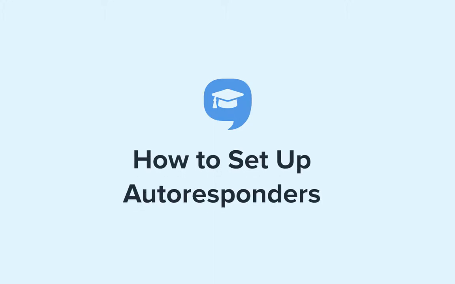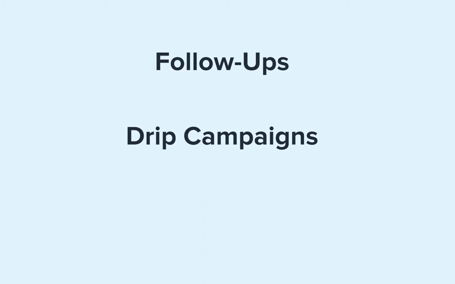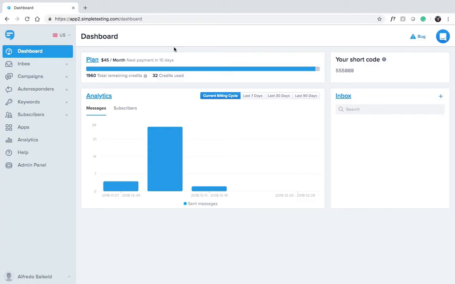Today we're going to go over how to set up autoresponders. Autoresponders are texts that go out a set period of time after someone joins your list. They're perfect for automatic follow-ups, drip campaigns, and weekly tips. Let's set one up together.